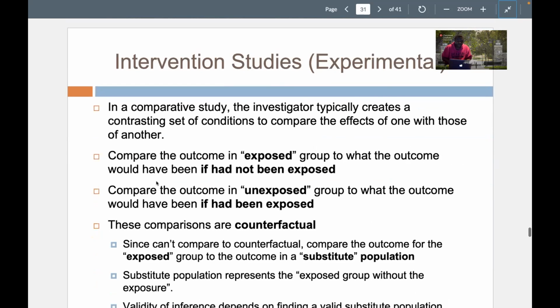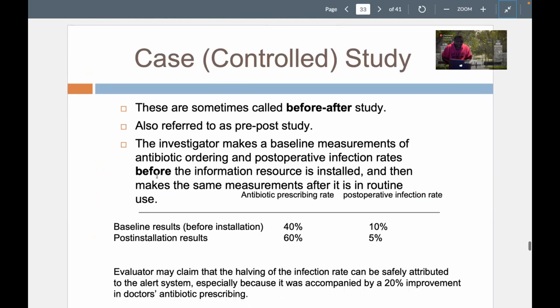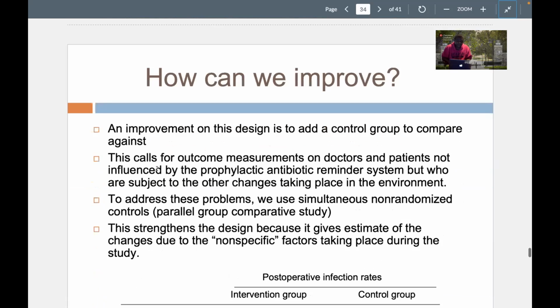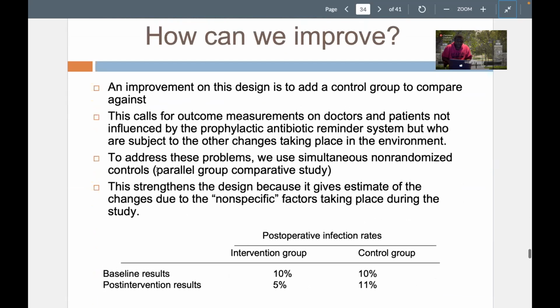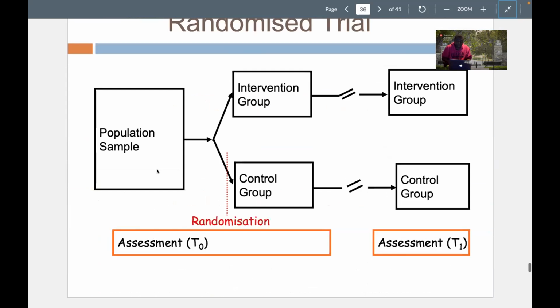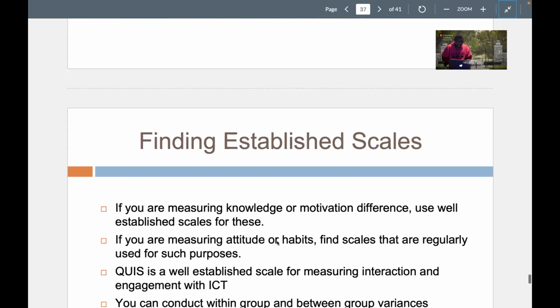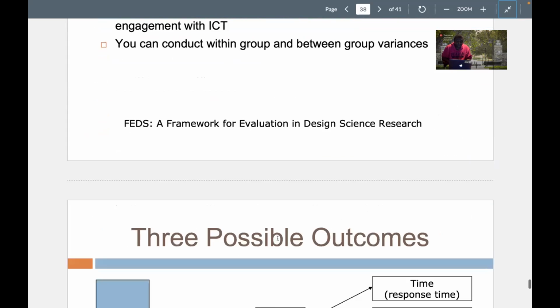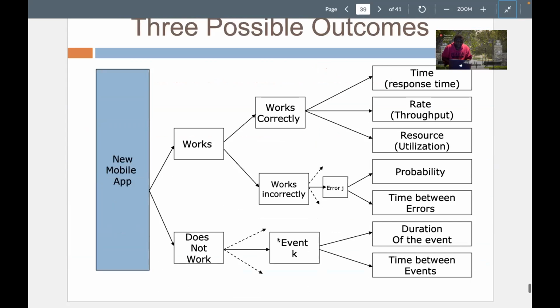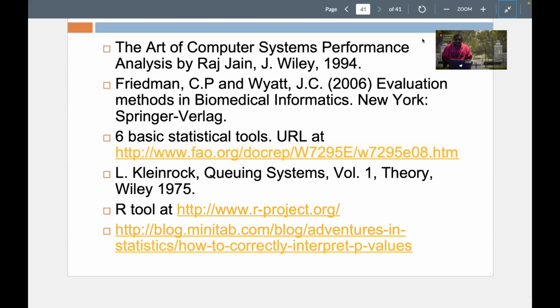Intervention studies and experimental methods: there are too many other things here that may not be necessary. Case study, before-and-after study, just to compare your prototype and how we can improve. You can read most of this in randomized controlled trials, control group, intervention group. These are all experimental methods of evaluating your artifact. So that's all about evaluation.